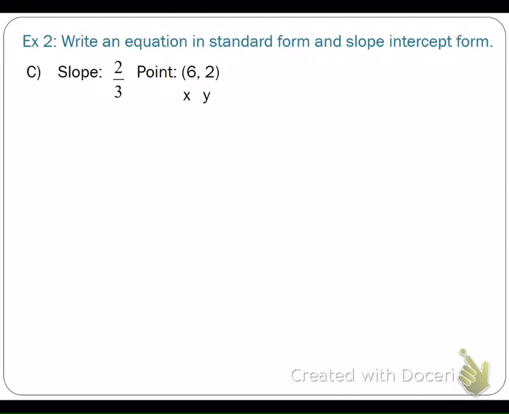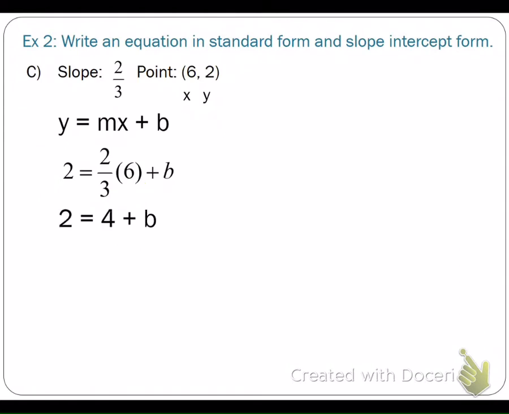Perfect. So start with y equals mx plus b. We're going to make y 2. We're going to make x 6. We're going to make m 2/3. We're going to find b. Now this works out nicely. What happens to the 6 and the 3? Right, a 1 and a 2. Good. And then 2 times 2 gives me 4. Then what? Subtract 4 from both sides, and you end up with a b of -2. Now I have this m, I have this b, I am ready to roll.